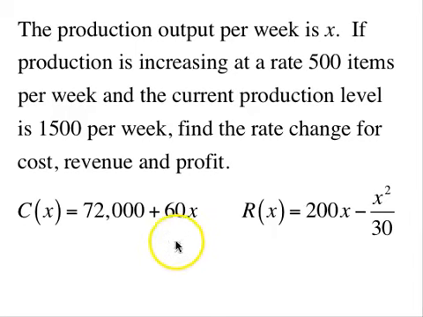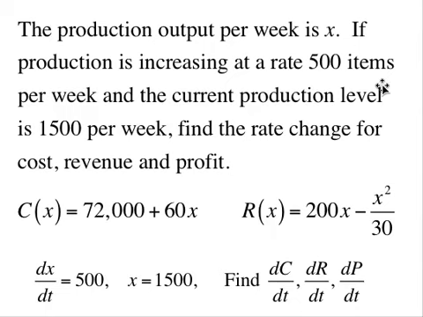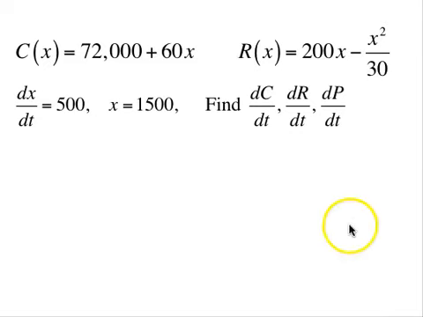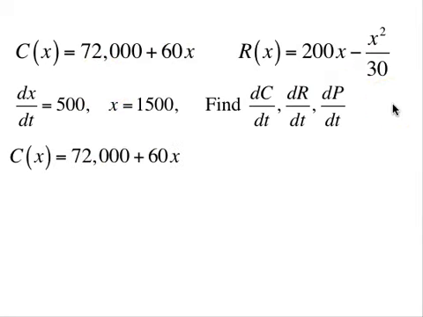Let's start with cost. So we have C equals 72,000 plus 60x. Again, what's our information? Production is increasing at a rate of 500 items per week, so dx/dt is 500. Current production level is 1,500, x is 1,500. We want to find the rate of change for cost, revenue, and profit. That would be dC/dt, dR/dt, and dP/dt. So we'll start with cost. Our cost function is 72,000 plus 60x. There's the revenue function. There's the things we're looking for.